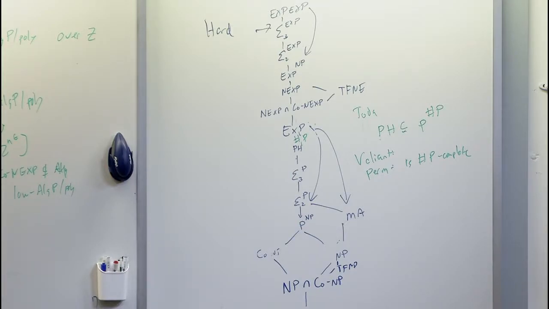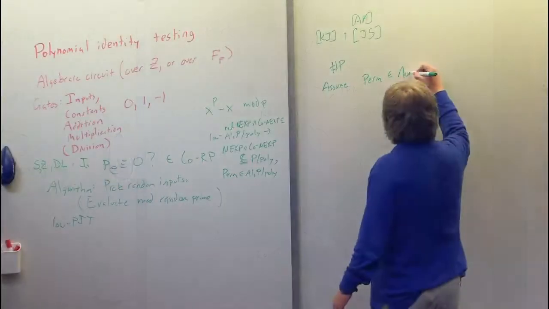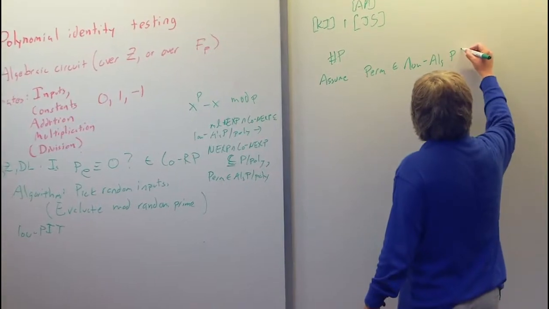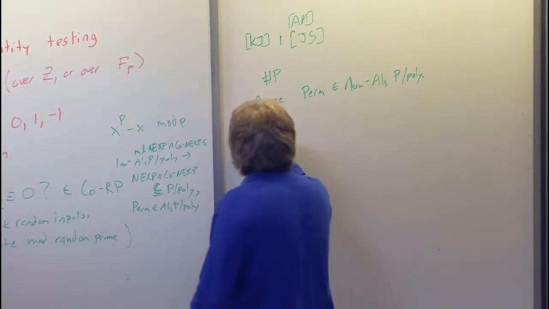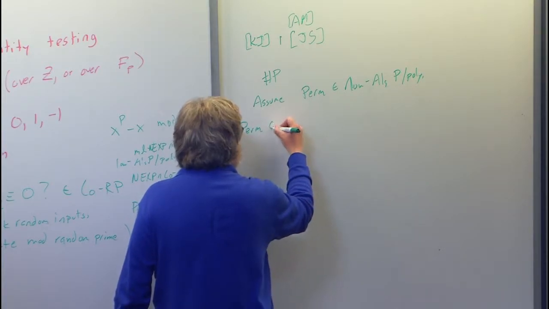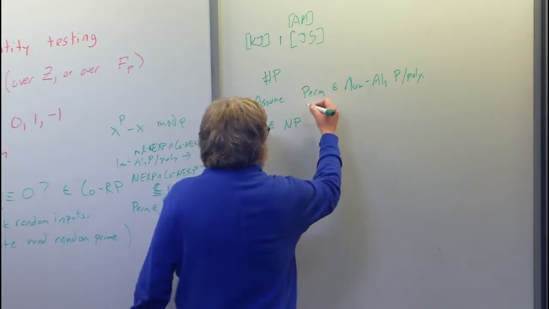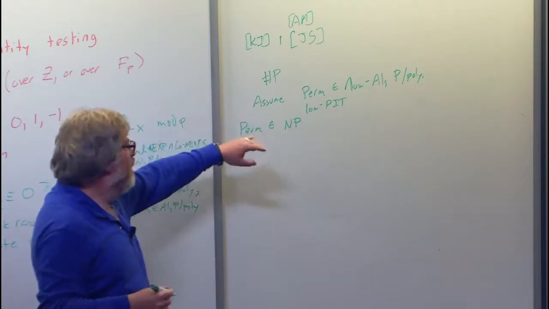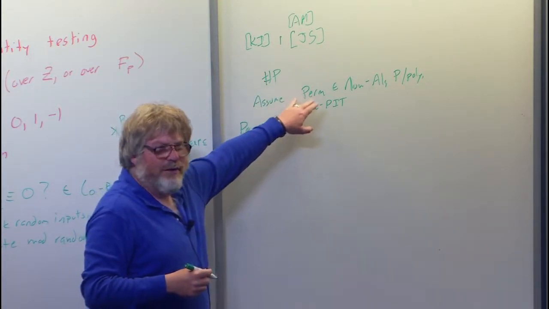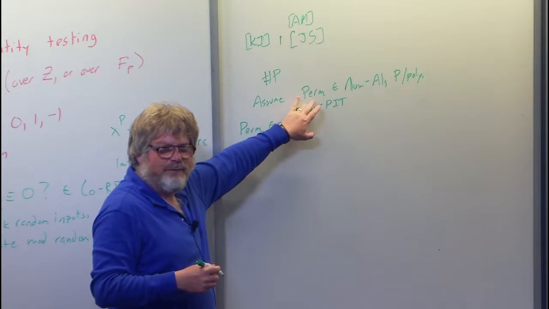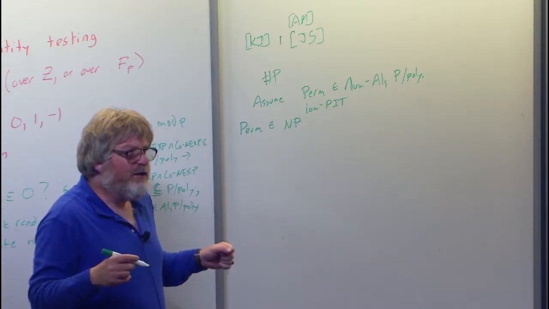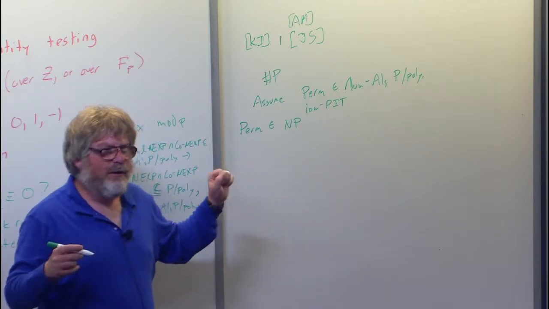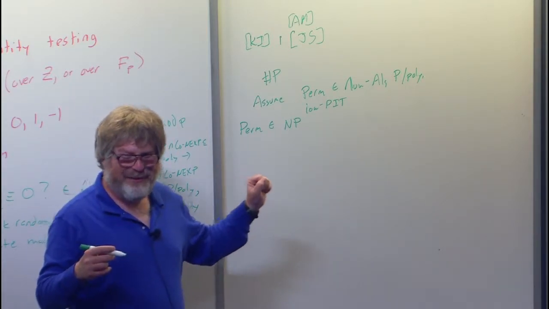So let's assume the permanent is in low algebraic P/poly. Then I'll claim that the permanent is actually in NP with a low PIT oracle. So the only thing that's going to prevent the permanent from being in NP is if we can't solve low PIT. And actually, when you think about it, the argument is almost completely trivial when you work it through.